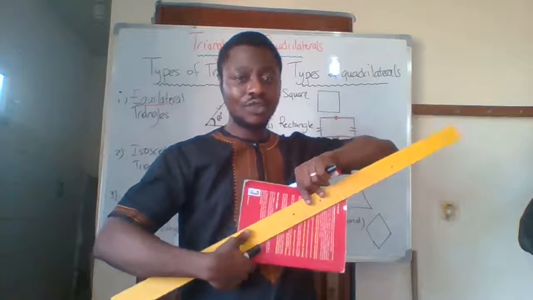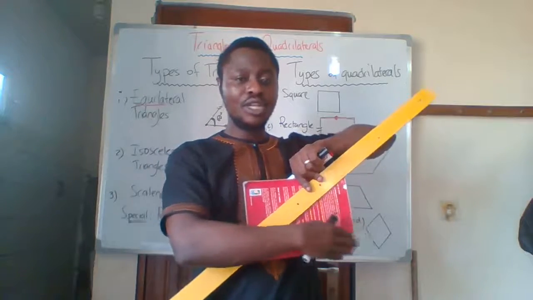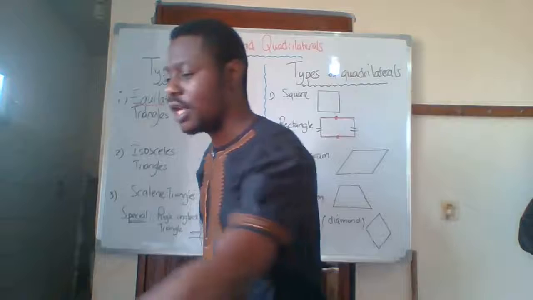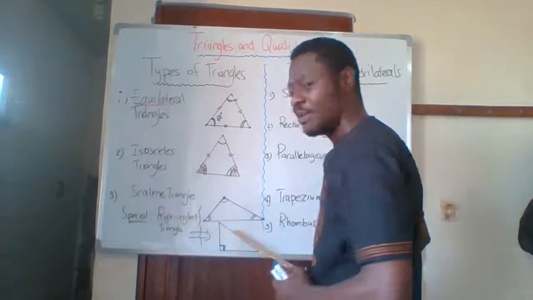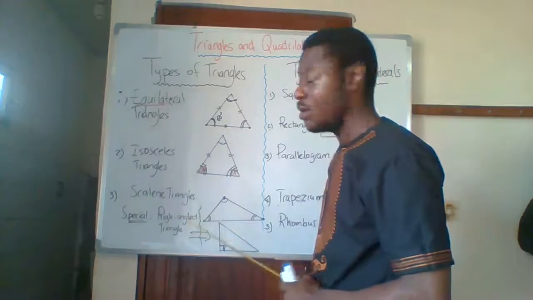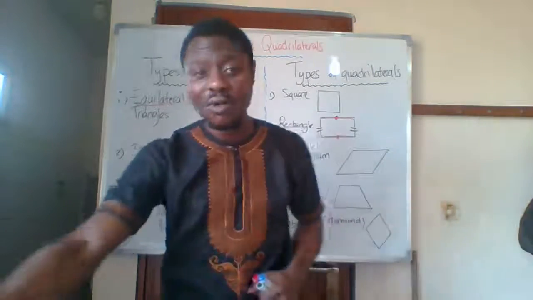So this is a scalene triangle, but since it has a square corner here, it's called a right angle triangle. This is a special type of scalene triangle, a right angle triangle. Now let's move on to quadrilaterals.